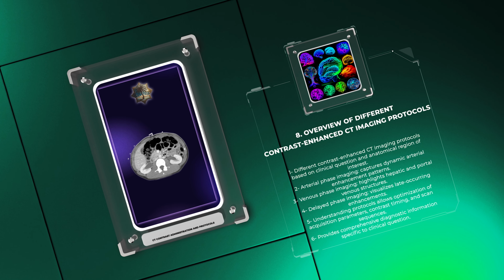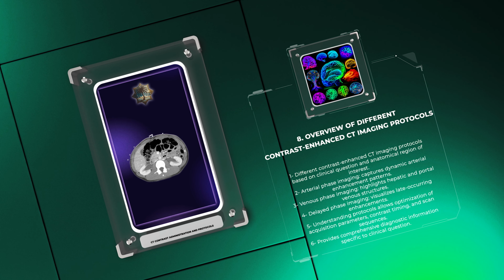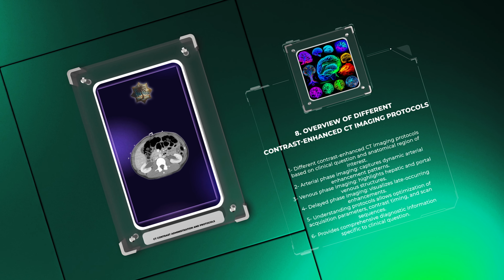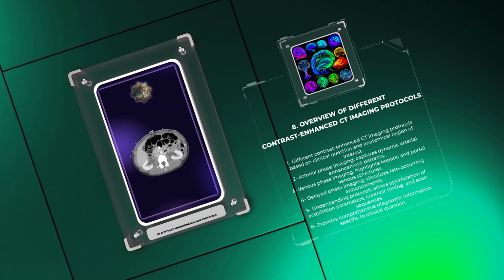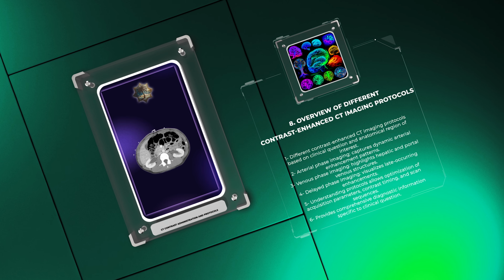2. Venous phase imaging. This phase occurs when the contrast agent reaches the venous system, highlighting the hepatic and portal venous structures. It is particularly useful for evaluating solid organ characteristics, such as liver lesions or hepatic metastases.